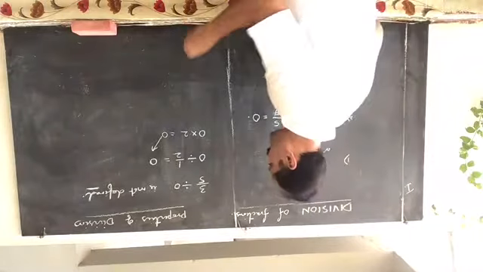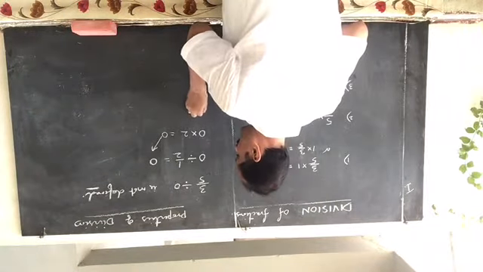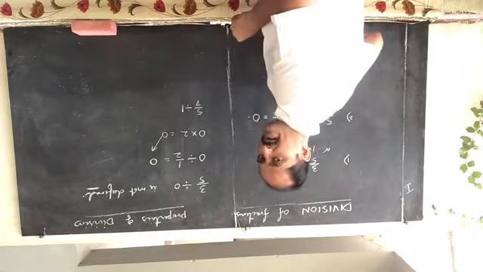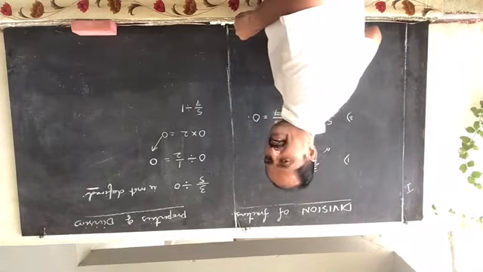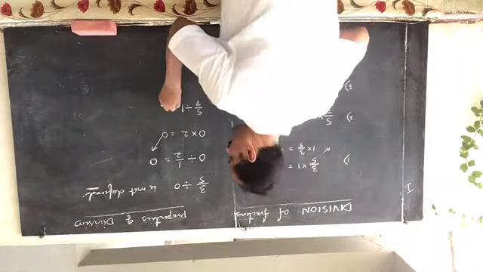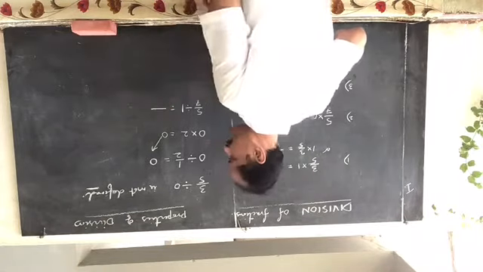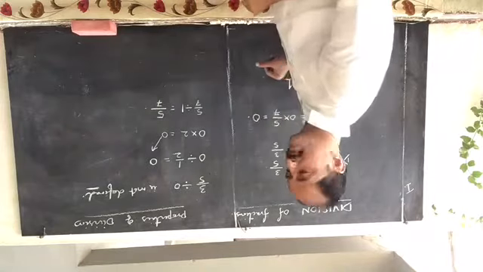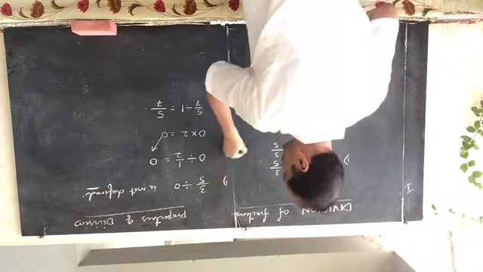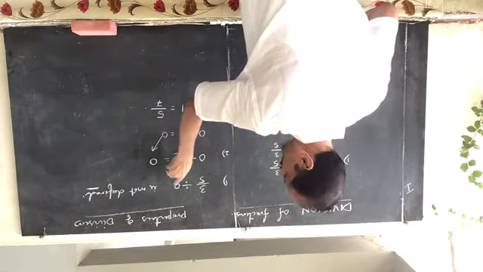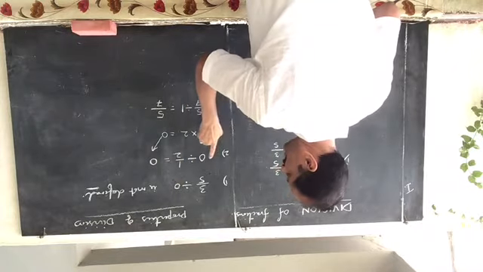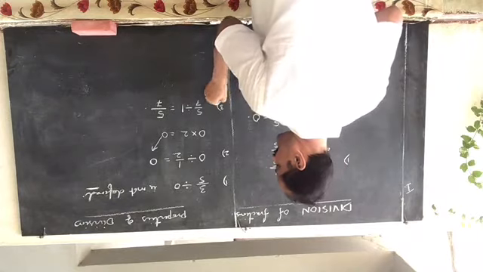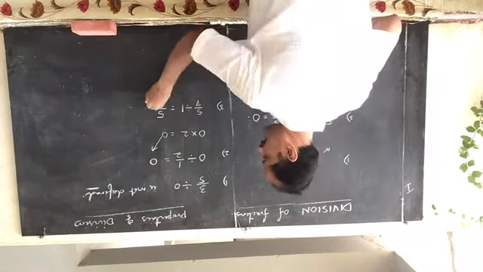Now, dividing a fraction by 1. 5 by 7 divided by 1. Third property: 5 by 7 divided by 1. If you are dividing a fraction by 1, you will get the same fraction. First one, dividing by 0. Second one, dividing 0 by any fraction. And the third one is dividing a fraction by 1. You will get the same fraction.